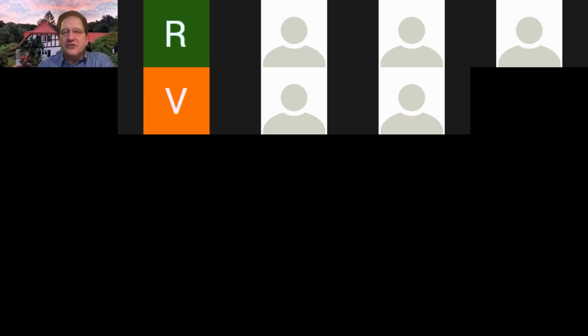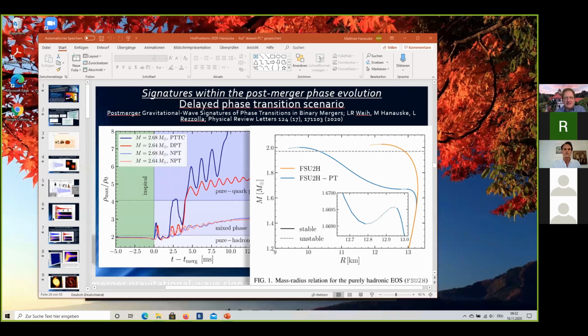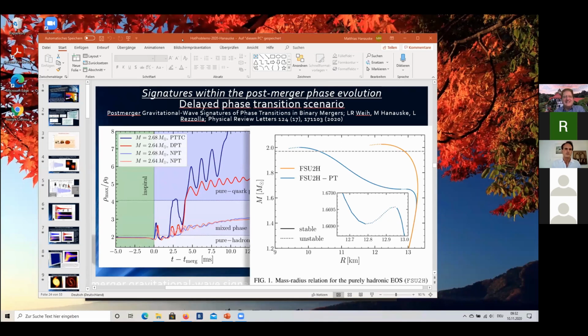And we will make it like this, that at least the speaker will also show the camera, so that we see who is speaking. And Matthias, now the floor is yours.